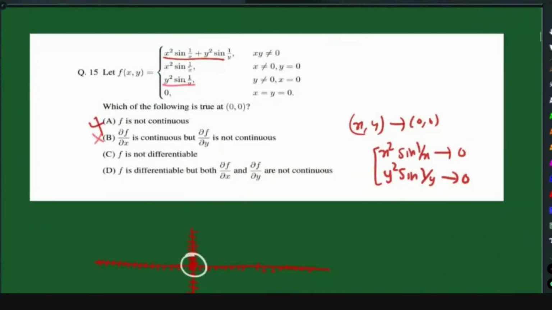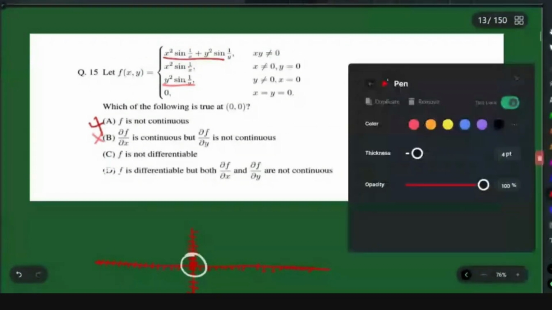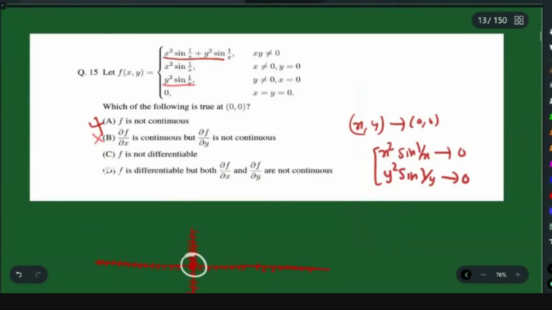F is differentiable, and we have already seen that dou f by dou x and dou f by dou y are not continuous. So the fourth option is correct.